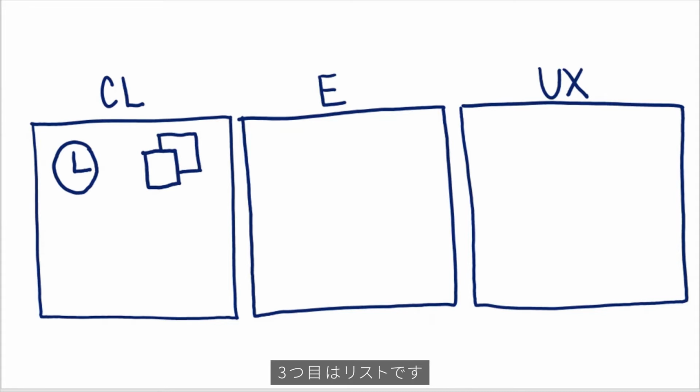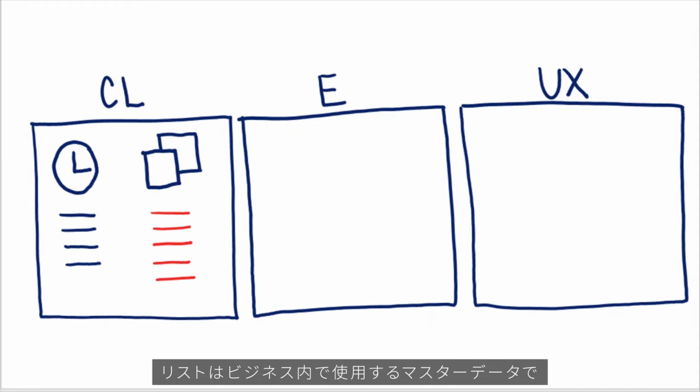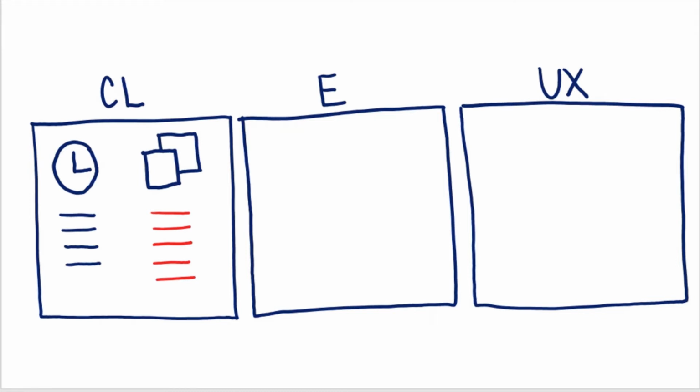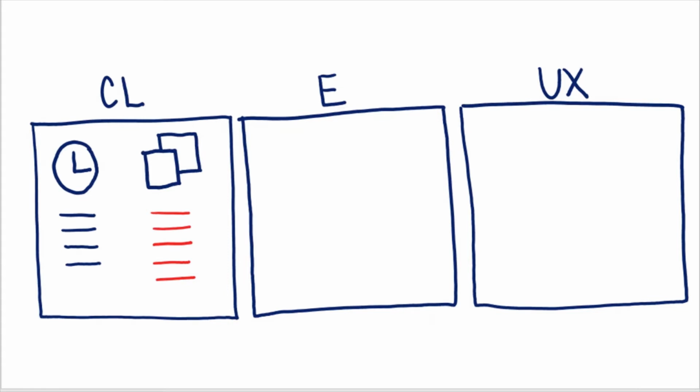And finally, we look to the lists. These are the structures that make up the multidimensional nature of Anaplan models. They're the master data used within the business, so a list of products, or a list of customers, or a list of accounts. These lists or dimensions are combined in the next part of the Anaplan environment, the engine.